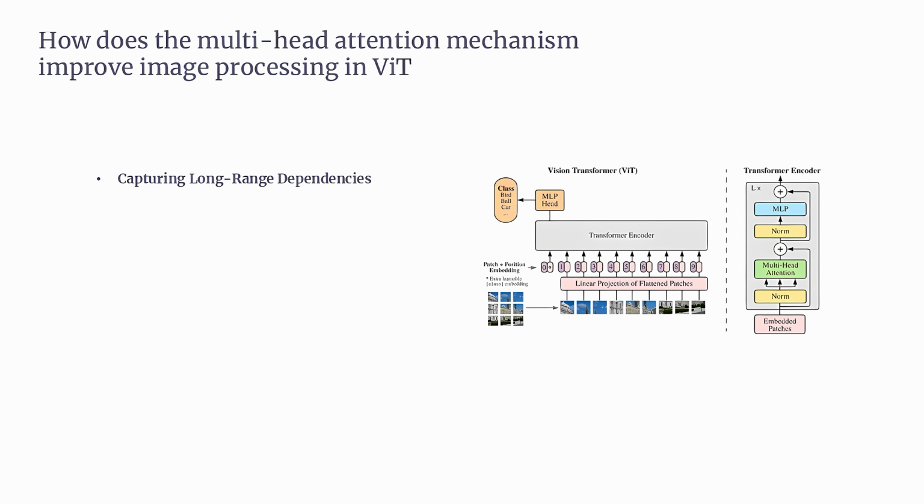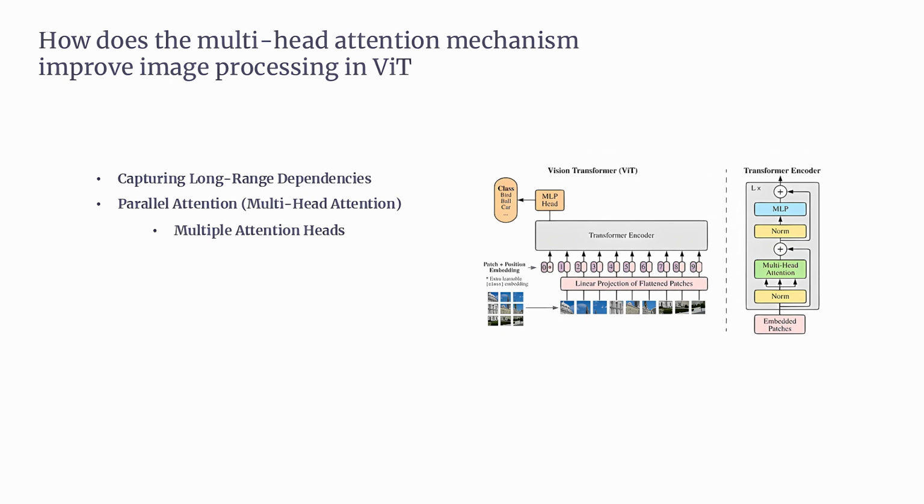The second, parallel attention, multi-head attention. Now let's talk about multi-head attention. This is where the power of ViT really shines. 1. Multiple attention heads. Instead of using just one attention mechanism, ViT employs multiple attention heads. Each head looks at the image from a different angle, or perspective, and calculates its own attention distribution.